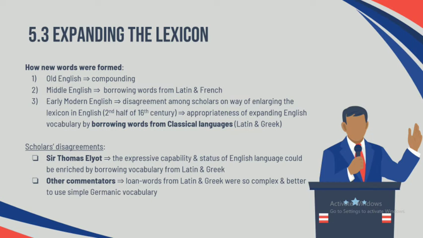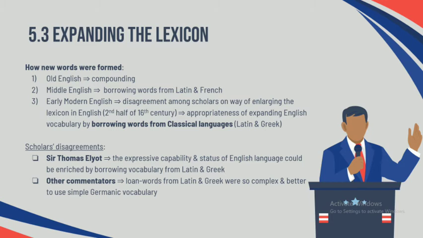The next subtopic is about expanding the lexicon. In this subtopic, we will discuss how vocabulary in the early modern English period was expanded. As we have learned before, in the Old English period, it was through compounding. Compounding is putting existing words together to form new words, while in the Middle English period, it was through borrowing words from Latin and French.